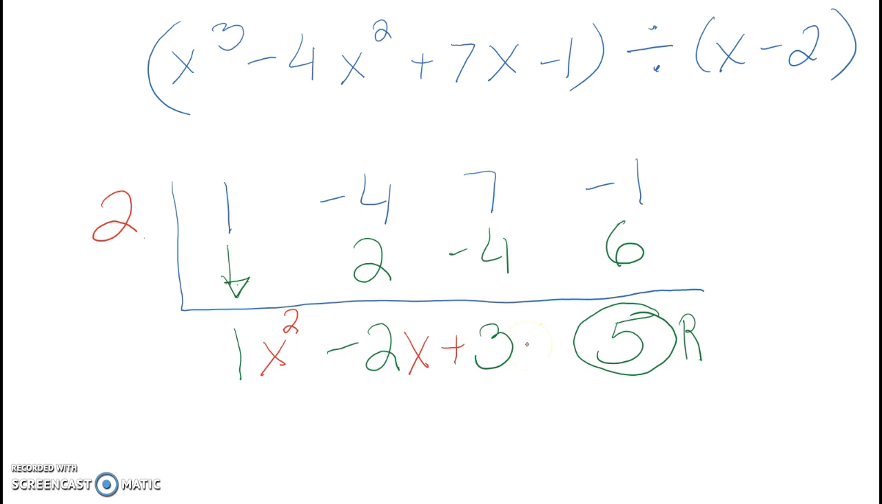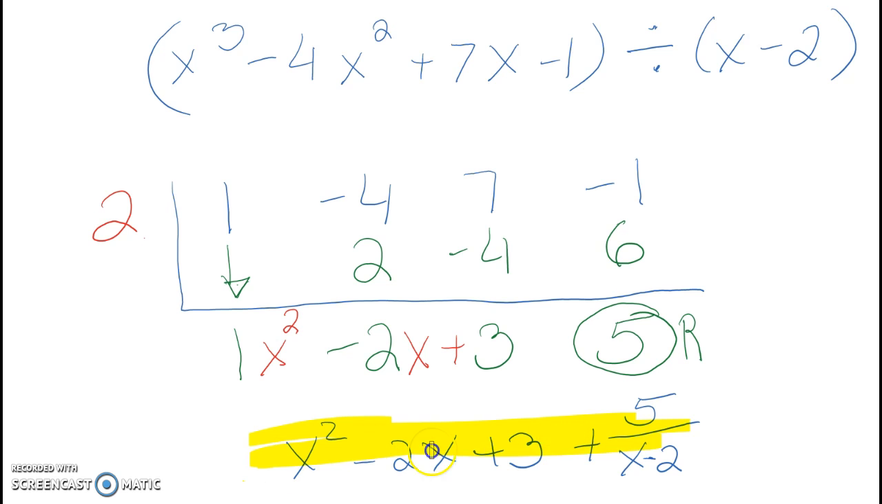Now, for our final answer, we can write it as x squared minus 2x plus 3 plus the remainder, which is 5 over x minus 2, and that is our final solution. And if you recall, it is the same exact solution as we had gotten with long division. Thank you. I hope this helps.